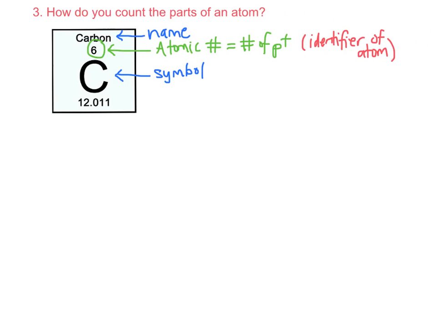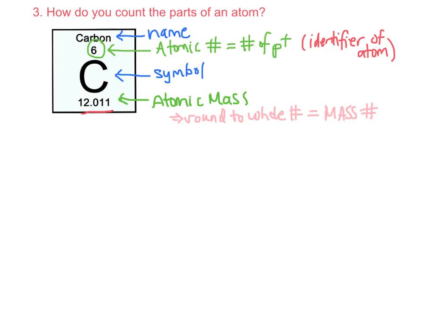Okay, and then we also have down here this, which is called the atomic mass. Sometimes the atomic mass is written in a corner, but in this case it's below the symbol. The atomic mass, I want you to notice, is a decimal number. It's not a whole number. If I round it to a whole number, I get the mass number.